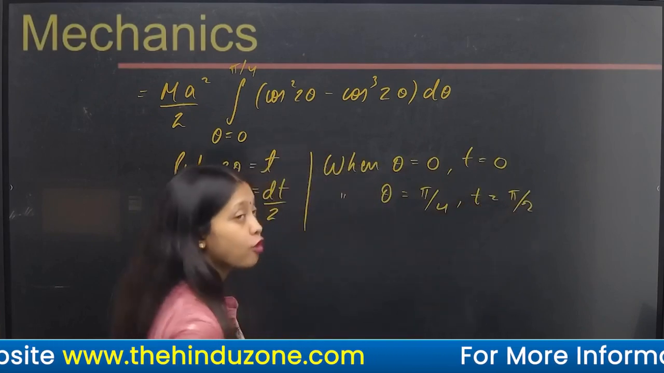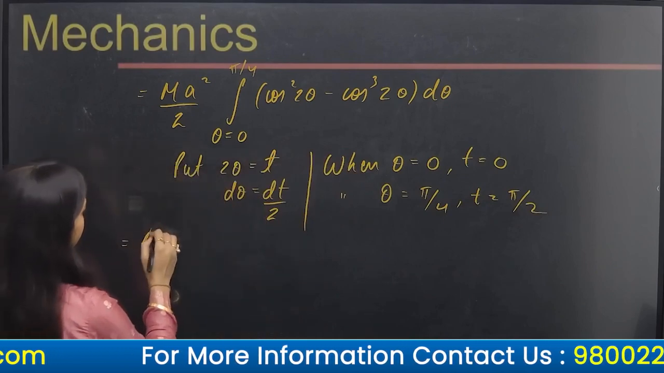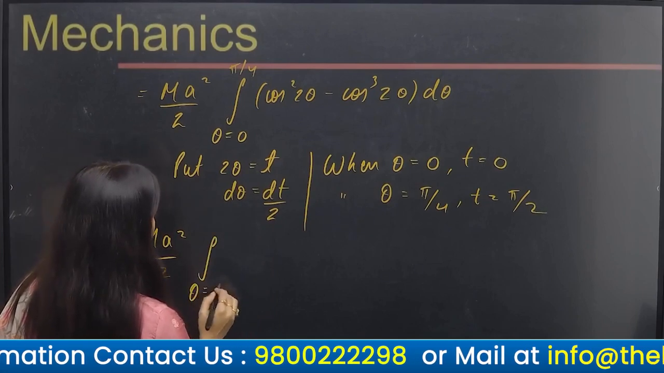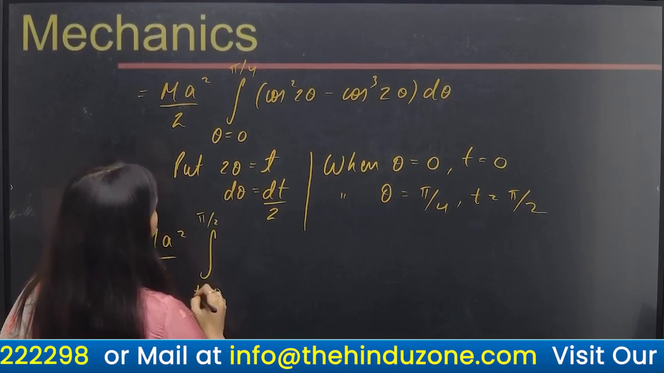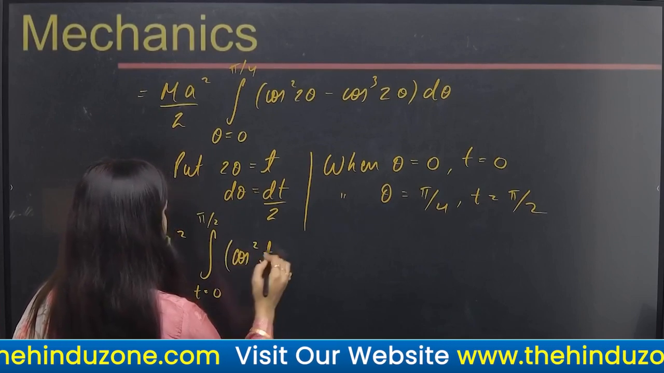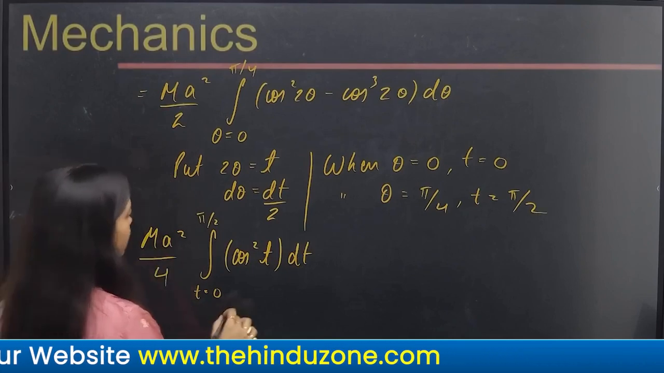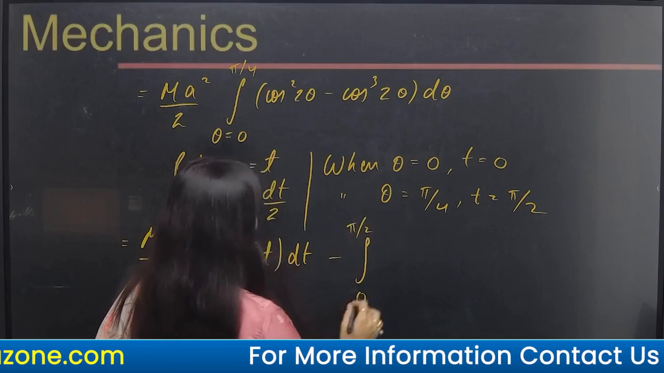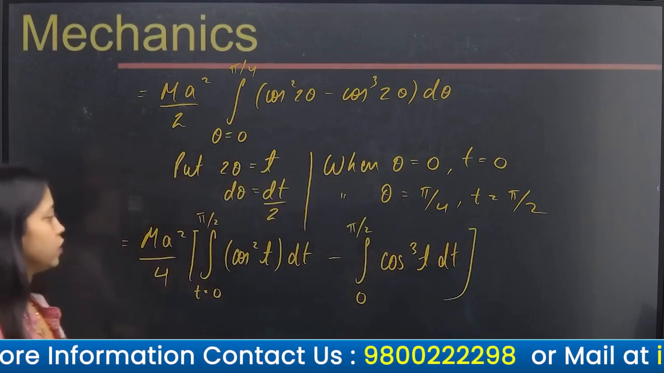And now you get the form in which you can apply that beta gamma function. So this is ma square by 2, t from 0 to pi by 2, cos squared t dt, minus 0 to pi by 2 cos cube t dt. Take it.